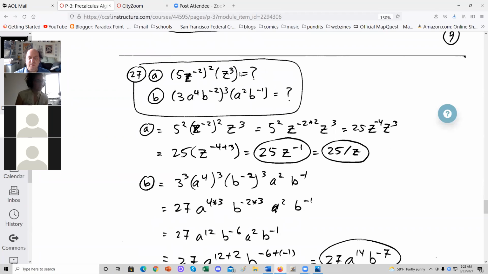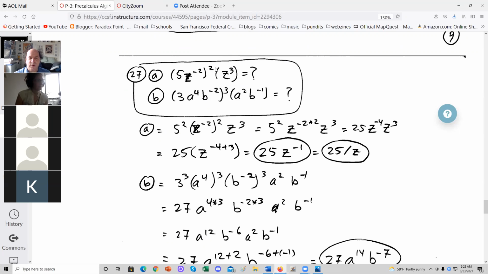Now here we have some gnarly stuff. 5z to the negative 2, squared, times z cubed. And here we have a real mess. 3a to the fourth b to the negative 2, cubed, times a to the second b to the negative 1. What's that? Okay. We'll start with the first.